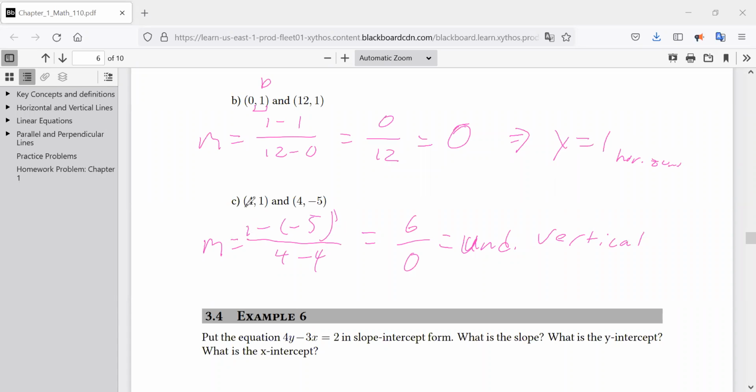And what's the equation going to be? It's just going to be x is equal to a, where a is just whatever x value we've had. So that's just going to be 4. x equals 4, because that's the x value we have for both of these. And if we have a vertical line, the x value does not change at all, regardless of what the y value is. Does that make sense?